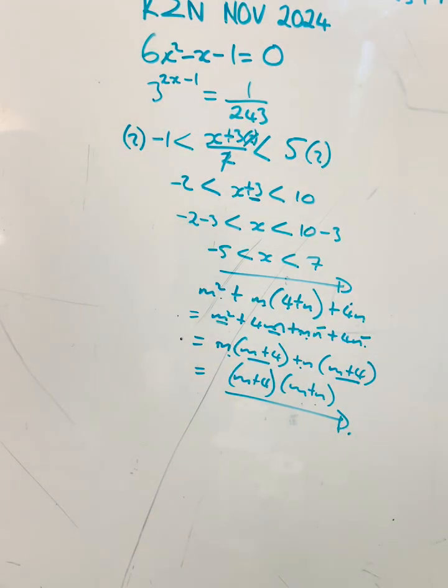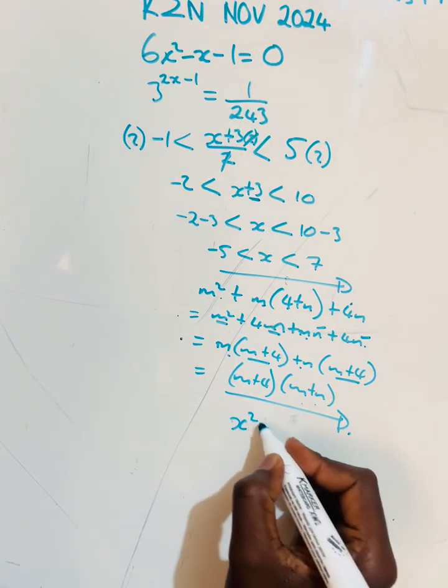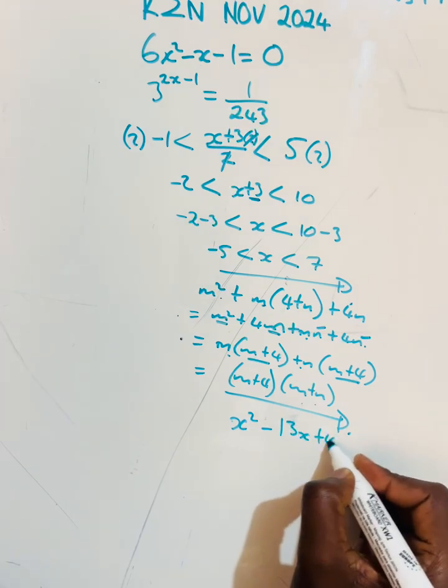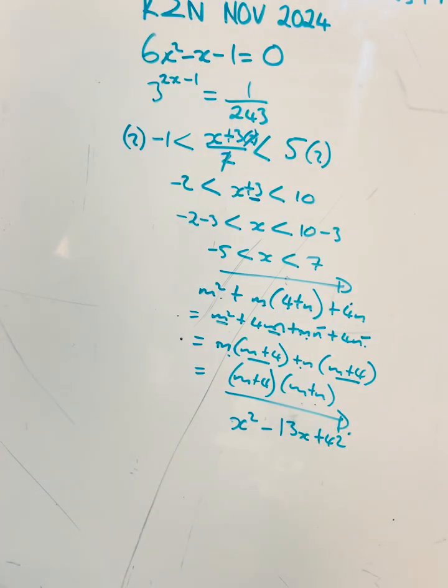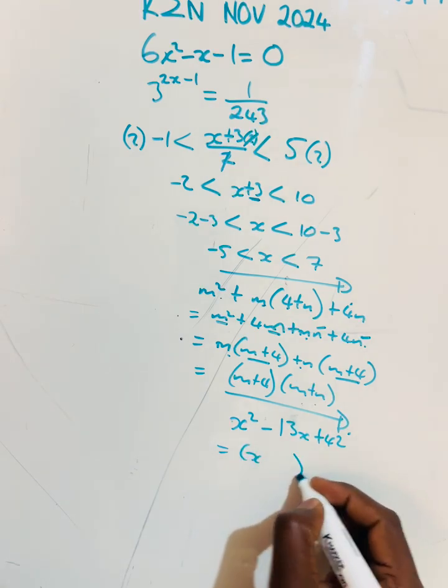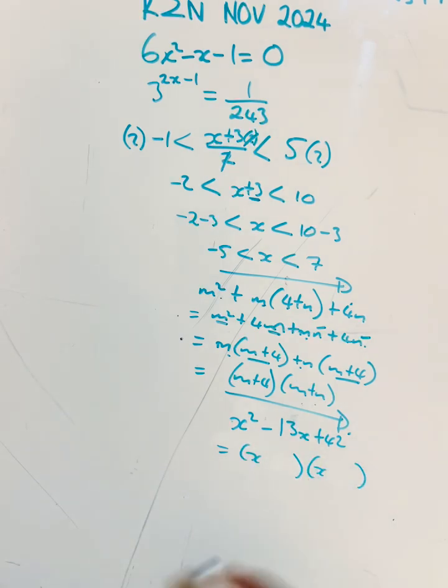Then we go to the next question. It also needed to be factorized. They said x squared minus 13x plus 42, right? So what was the first order of business here? I write my x in the first bracket, I write x in the second bracket, I close down.